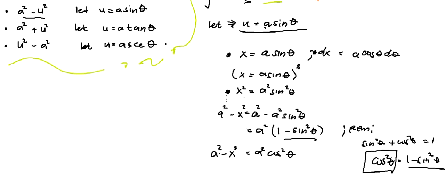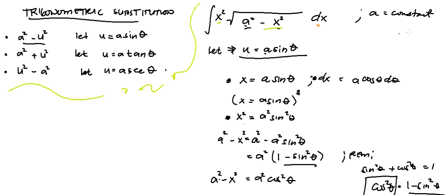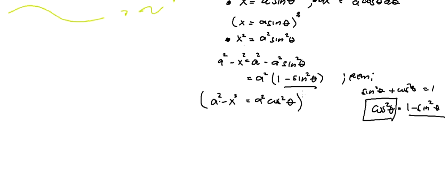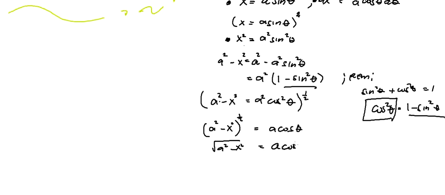Let's copy this. We have a squared minus x squared, but we need the square root sign, so let's raise this to the 1/2 power on both sides. So we have a squared minus x squared to the 1/2 is equal to, if we raise both sides by 1/2, a cosine theta. So the square root of a squared minus x squared is just equal to a cosine theta.